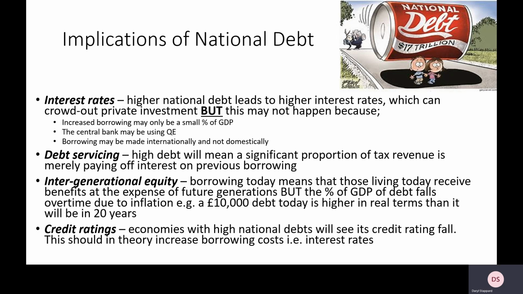Finally, credit agencies, so credit ratings. Now, the idea is every economy's government will be given a credit rating, which will assess how safe investing in that economy is. If you've got really, really high national debt, that would reduce the credit rating of our economy. What that can technically then do is push up interest rates, because it means that your economy is now more risky than what it used to be. That could again lead to crowding out. It also means governments have got to pay higher interest rates to borrow in the future as well.